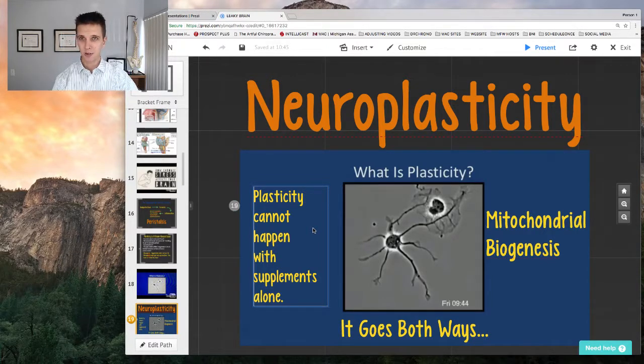Plasticity does not happen with supplements alone: our digestive supplements, stomach acids, enzymes, probiotics. Plasticity happens by actually exercising the nerve. Another fancy term for neuroplasticity is mitochondrial biogenesis. This is cool stuff, and it goes both ways. In the same way, if we don't exercise our muscles, they're going to atrophy. If we don't exercise our nerves, they're going to atrophy and not work as powerfully.